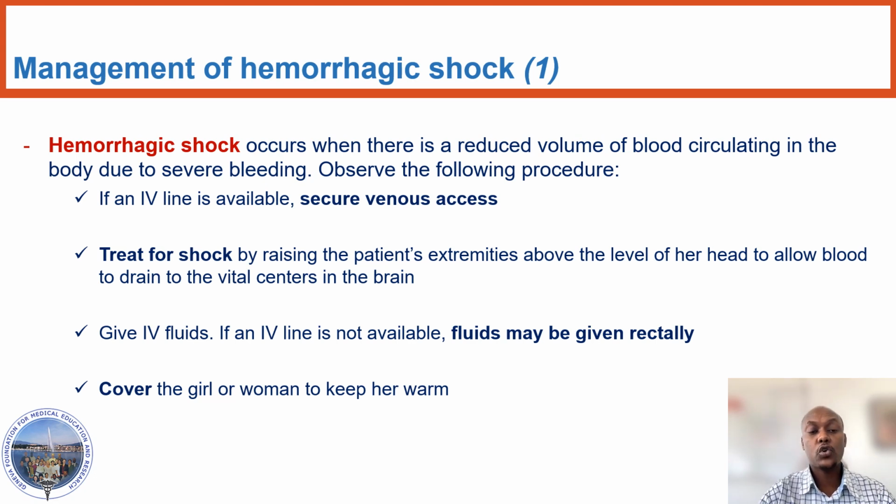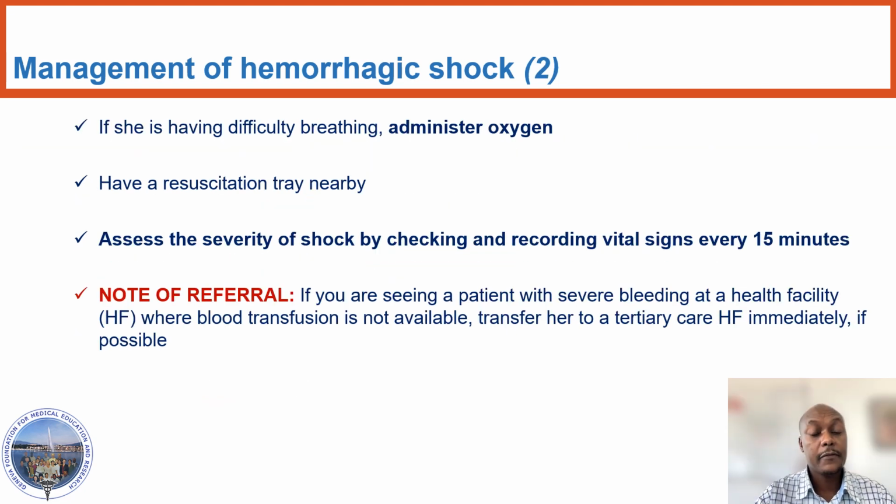You will treat for shock by raising the patient's extremities above the level of their head to allow blood to drain to the vital centers in the brain. You will then give IV fluids, and if an IV line is not available, you will give fluids rectally. Finally, you'll cover the girl or woman to keep her warm. If the girl or woman is having difficulty breathing, you will administer oxygen and always have a resuscitation tray nearby. You assess the severity of shock by checking and recording vital signs every 15 minutes.